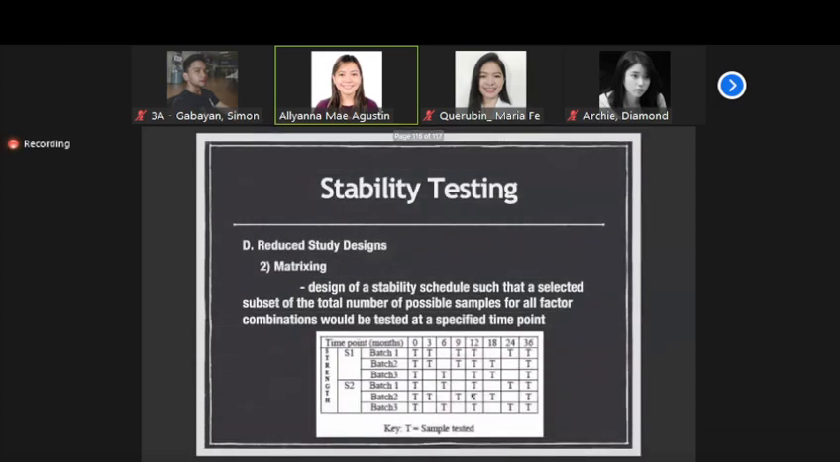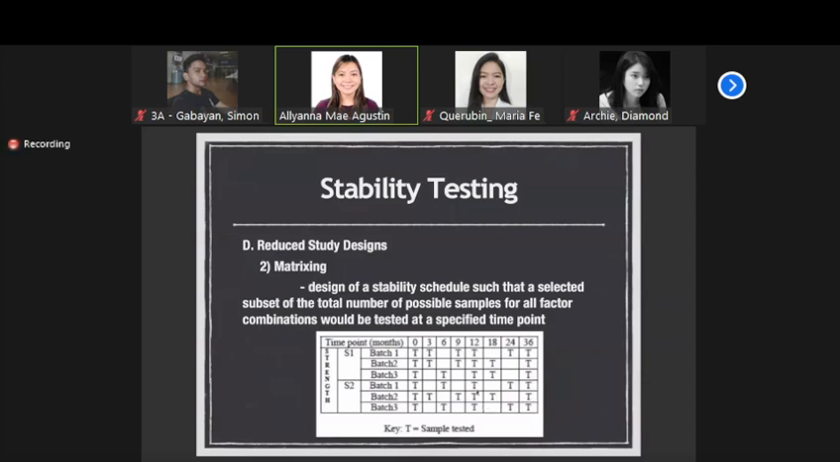Then, we have matrixing. So, sa matrixing, we have the following. No? So, una, at first point, i-test mo lahat. After the next time point, half lang yung ite-test mo. So, test mo yung dalawa dito, then isa dito. On the next time point, yung hindi mo na-test dito, ite-test mo. Then, alternate. Then, test mo lahat ulit. Test mo selected. Then, yung hindi mo na-test, i-test mo sa next. Then, test mo naman lahat ulit. So, I think you get naman the picture, no?